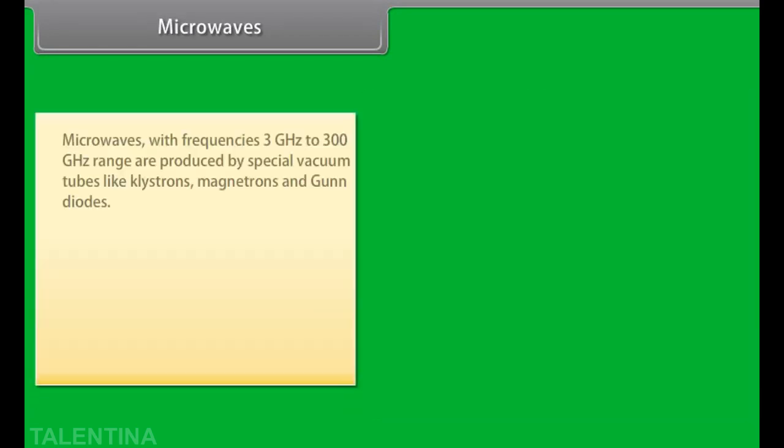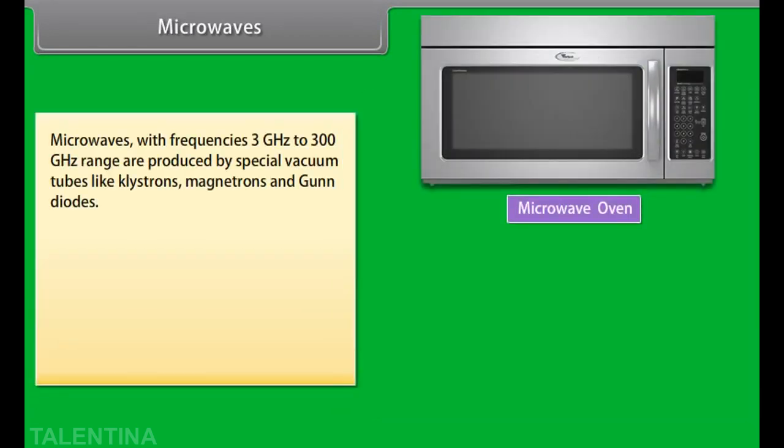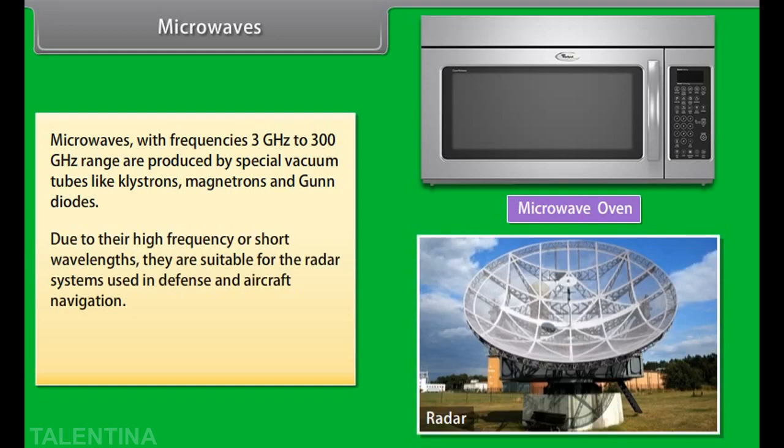Microwaves. Microwaves with frequencies 3 GHz to 300 GHz range are produced by special vacuum tubes like klystrons, magnetrons, and gun diodes. Due to their high frequency or short wavelengths, they are suitable for the radar systems used in defense and aircraft navigation. Microwave ovens are a domestic application of microwaves.